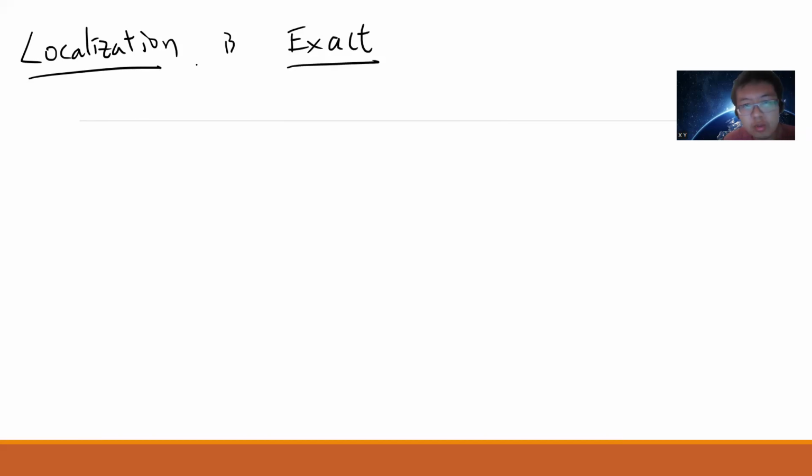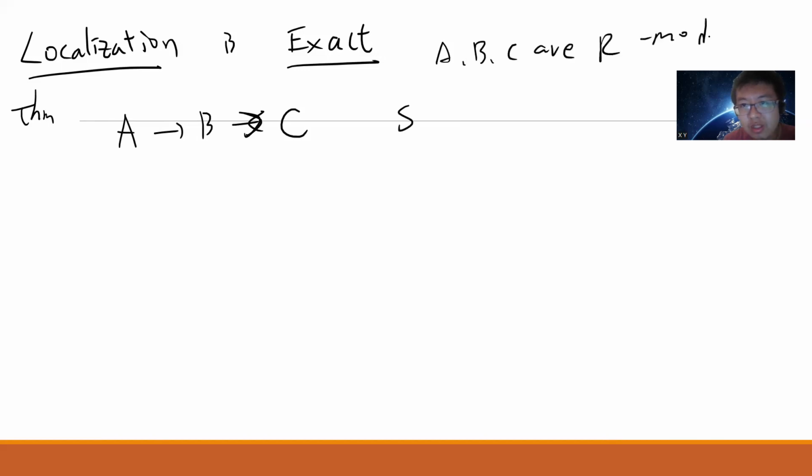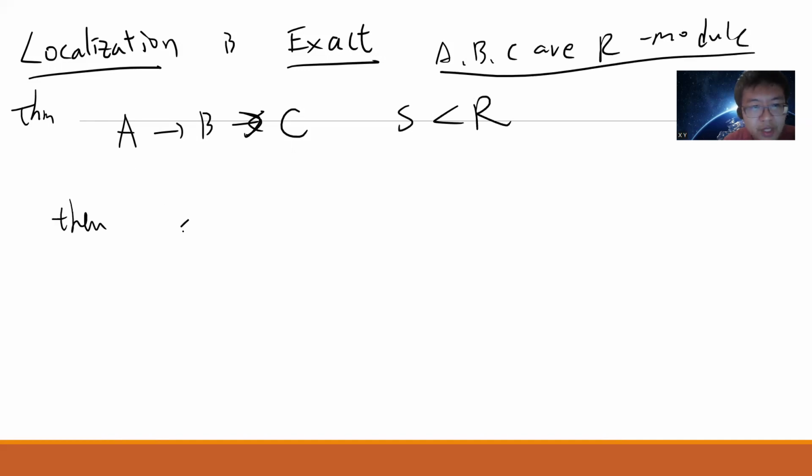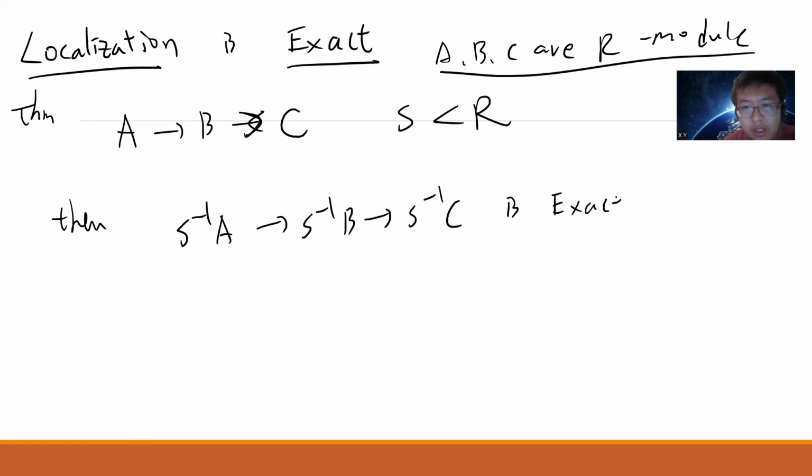Everyone knows about the module exact sequence, right? One can define A, B, C to be exact if the image is the same as the kernel, as module homomorphisms. The theorem says that if A, B, C, which are all R-modules, is exact, and you take S to be the multiplicative set of R, then S inverse A, S inverse B, S inverse C is exact. So if this one is exact, then this one will be exact.